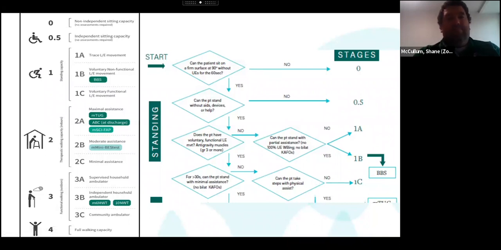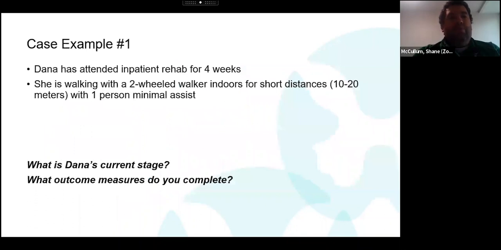So we'll move on. And now we're looking at Dana again, 4 weeks into rehab, and she's walking with a 2-wheeled walker indoors for short distances, so about 10 or 20 meters with 1 person minimal assistance. So we'll give you a few seconds again to look that up. And then we'll move on to the next slide again, and we can look at the flow chart again.